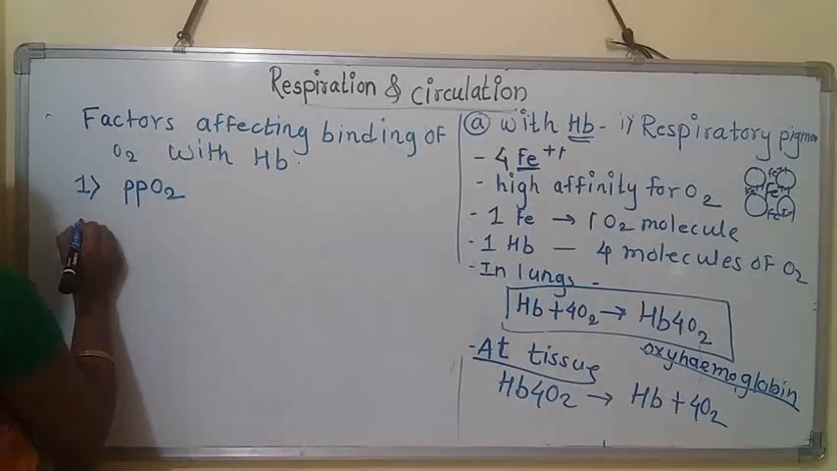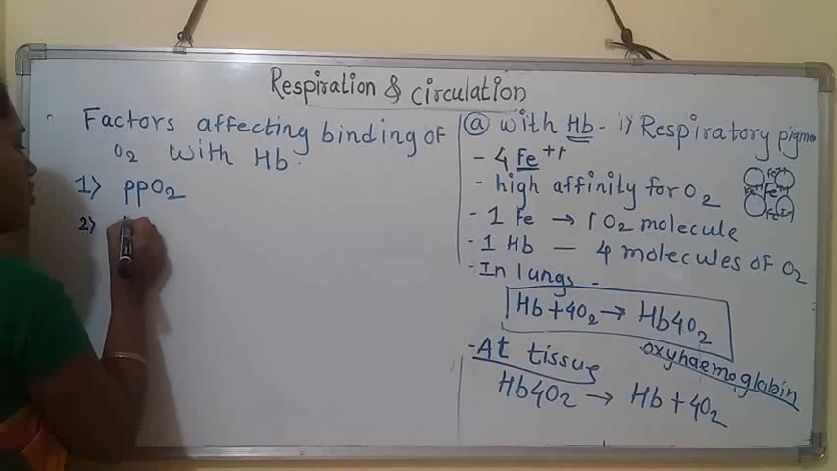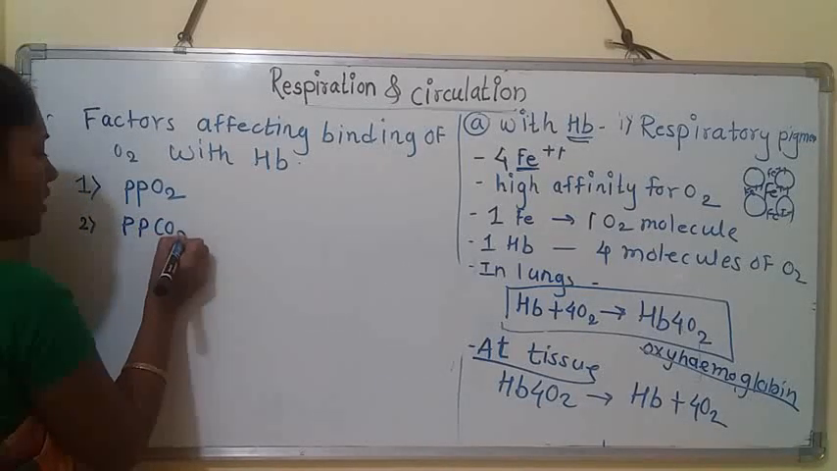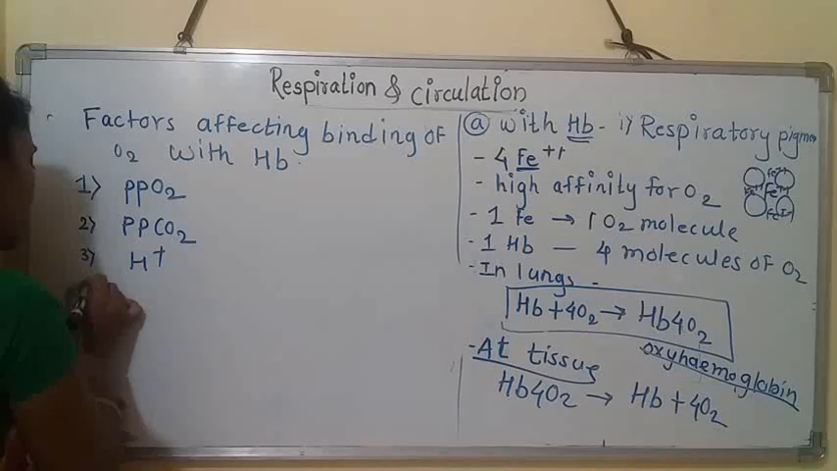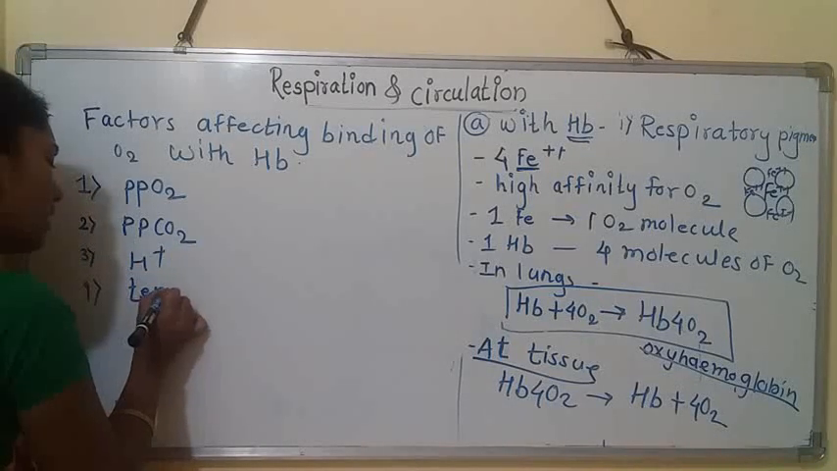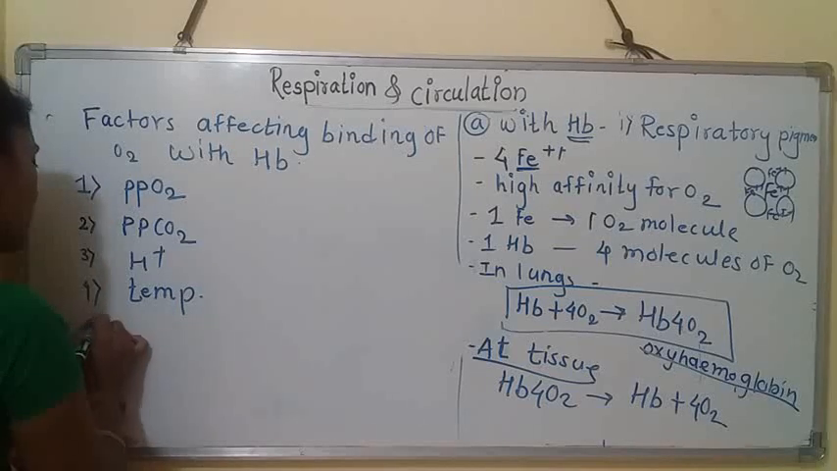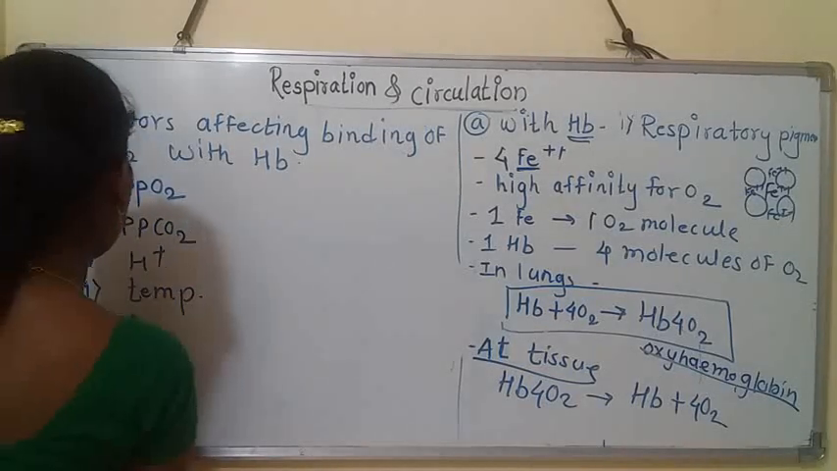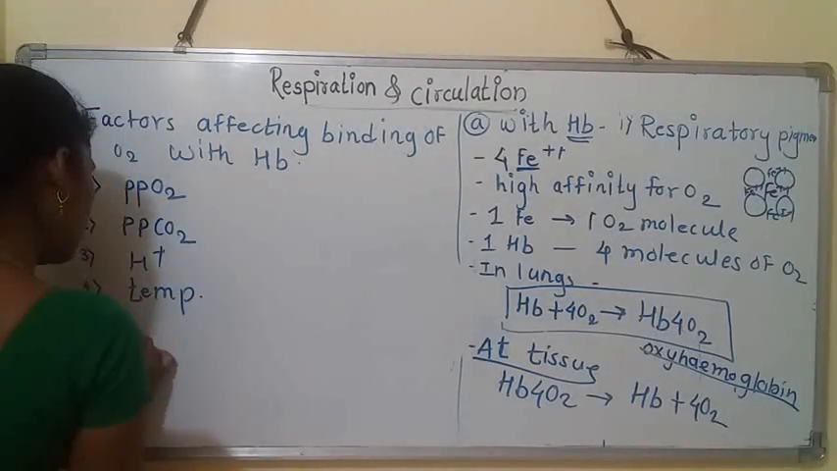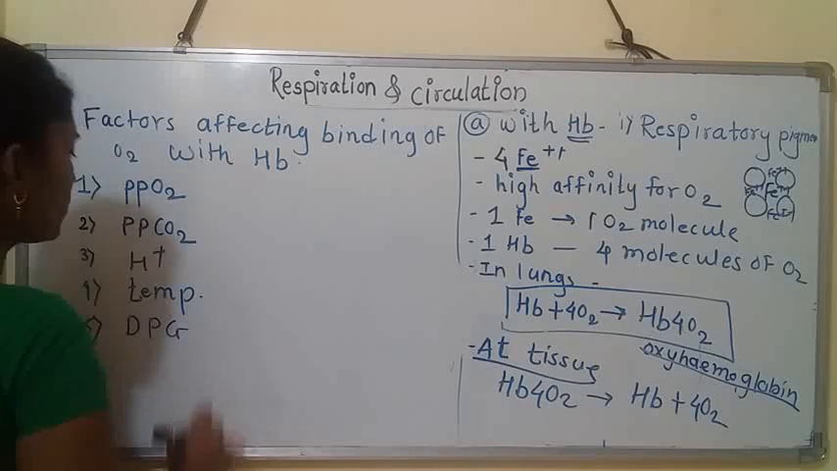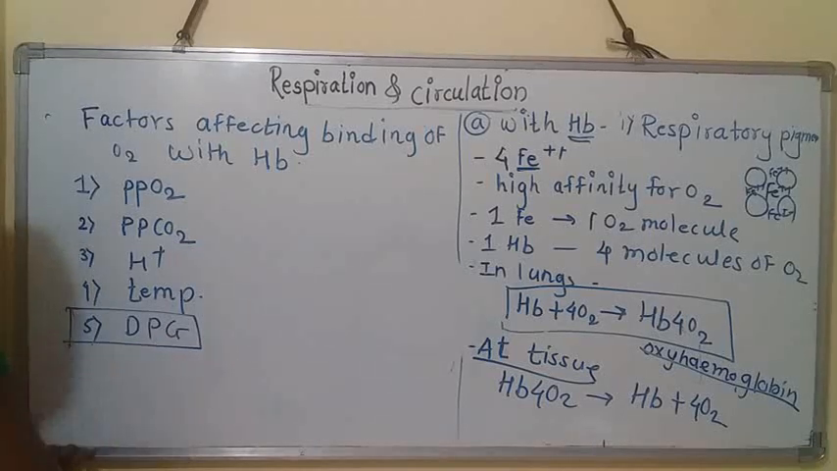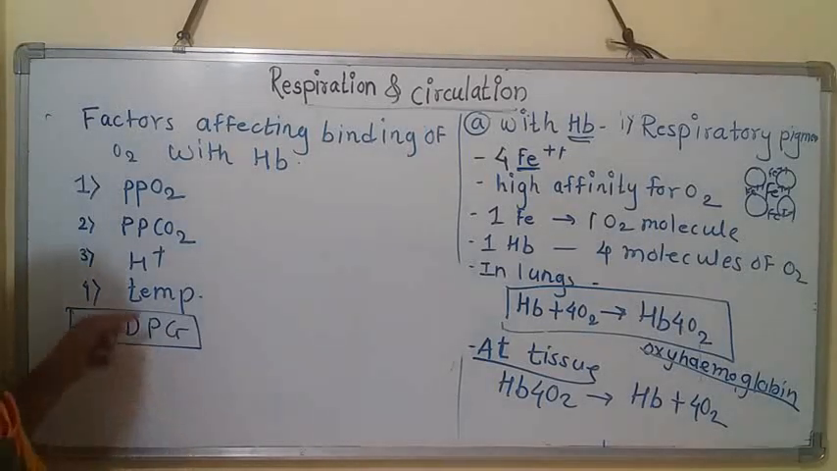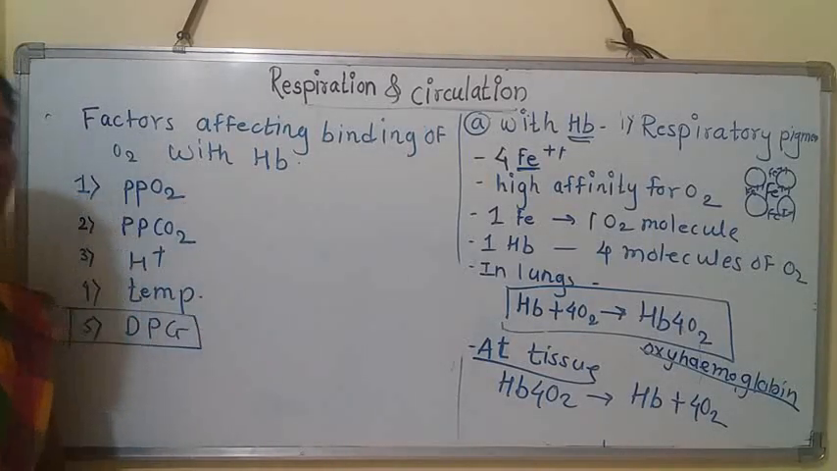Now the second factor is partial pressure of carbon dioxide. Next one is H+ ion concentration. Next is temperature, and the last one is DPG. So these are the various factors. Only this factor is extra, which is given in the state board, not in NCERT. In NCERT, only these 4 factors are explained.